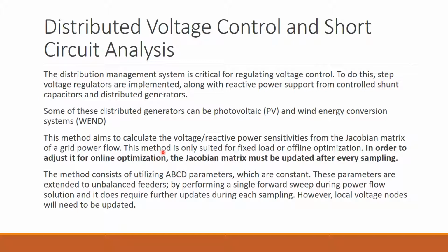The only thing that needs to be updated is the local voltage nodes. And these are actually pretty straightforward to calculate. As soon as you have the value, you update it, and that way you have your new voltages for the next set of result sweeping, or before your next iteration.